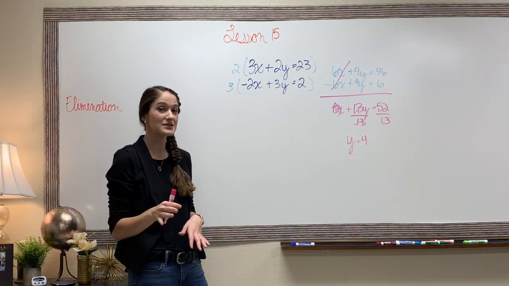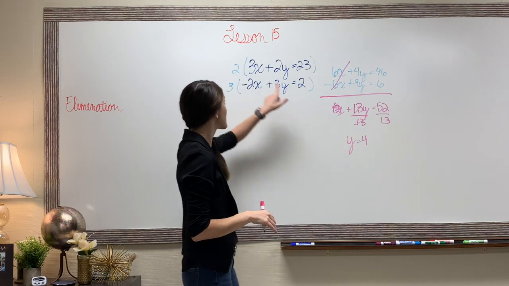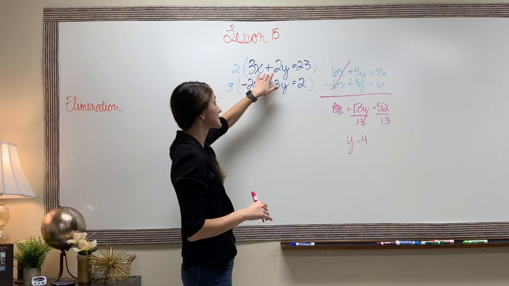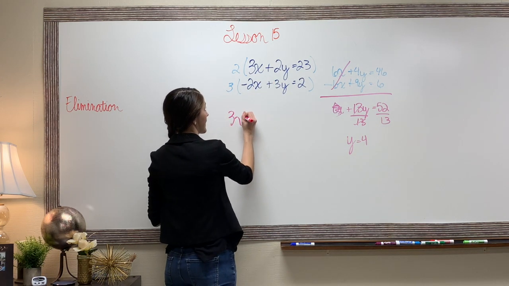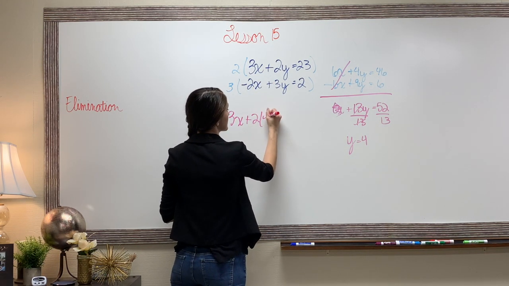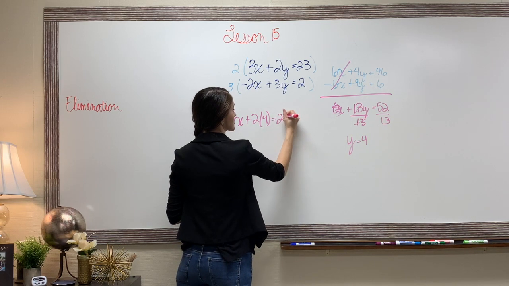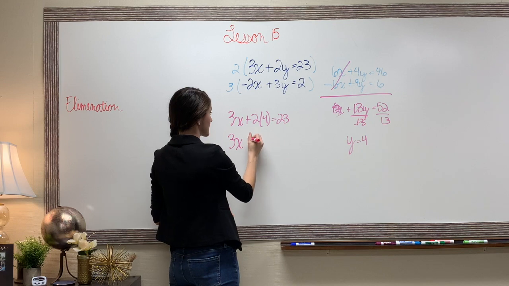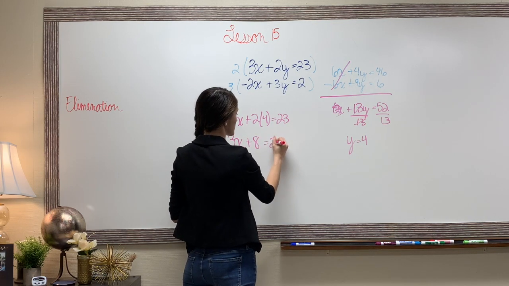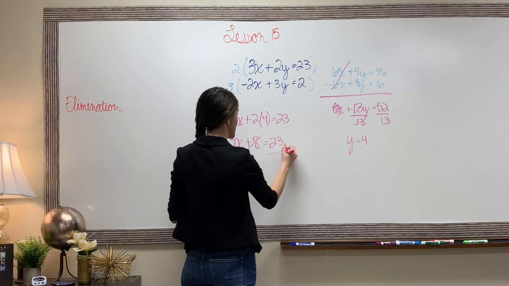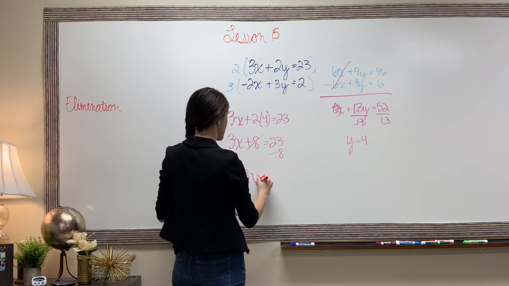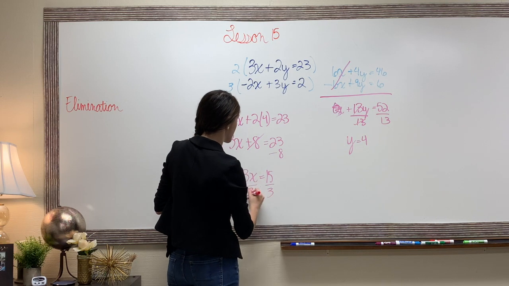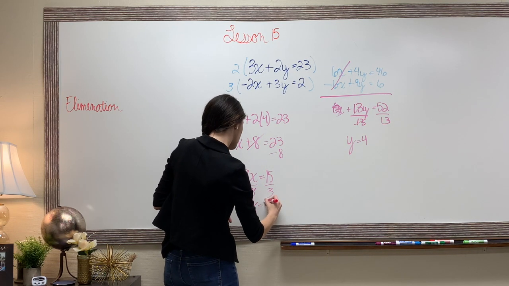Now we need to find our x value. So I'm going to take this and plug it back into one of my original equations. I'm going to go with this top one. So 3x plus 2 times 4 equals 23. Because remember, I replaced y with 4. Alright, so 3x plus 8 equals 23. And we're going to subtract 8, which will give us 3x equals 15. Divide by 3. So x equals 5.